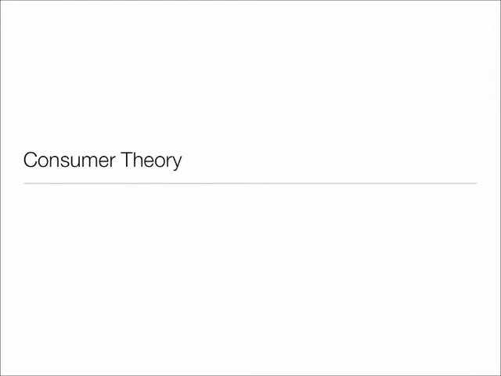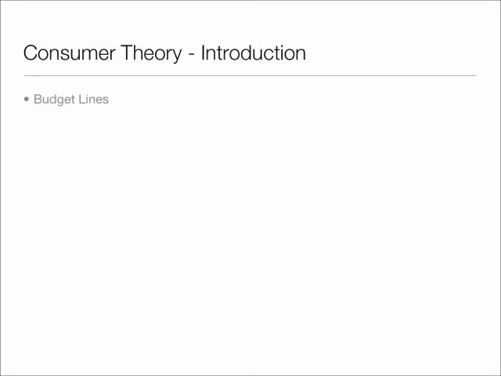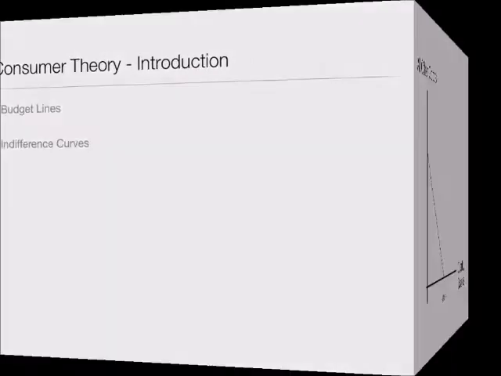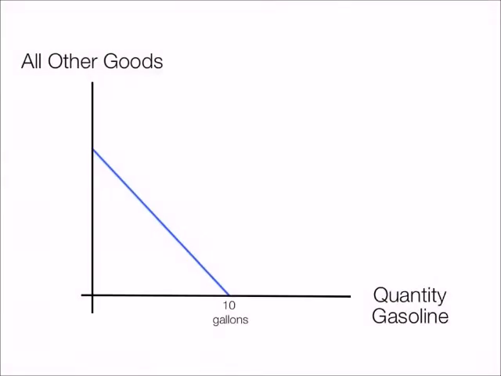In this podcast, I'm going to talk about some consumer theory. I'm going to talk about budget lines and indifference curves. In this case, the blue line represents a budget line, and I'm going to discuss how prices impact the budget line.